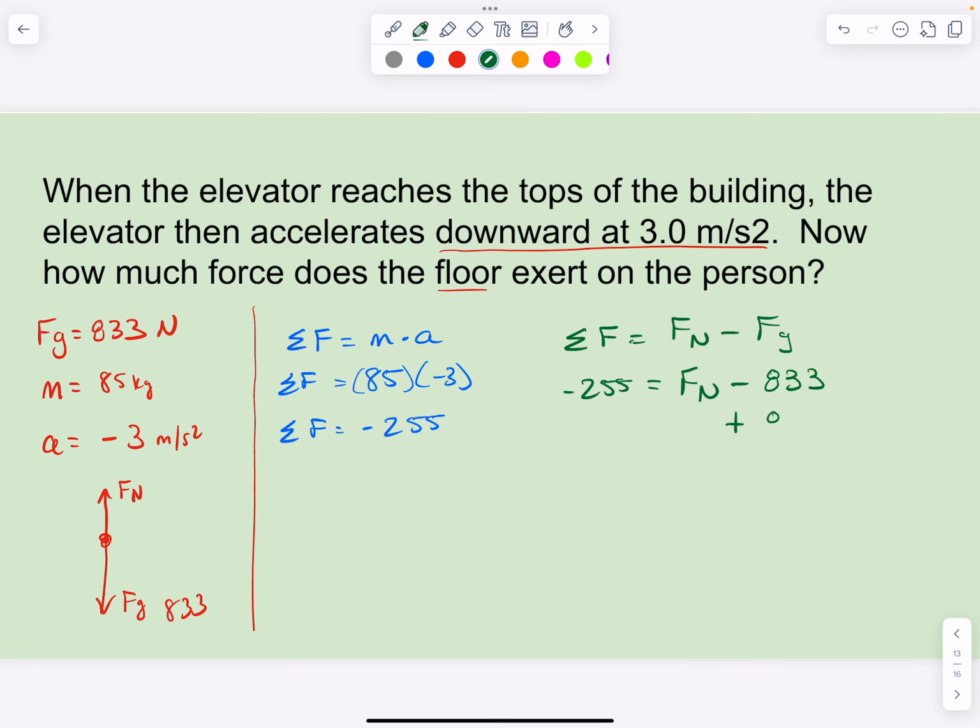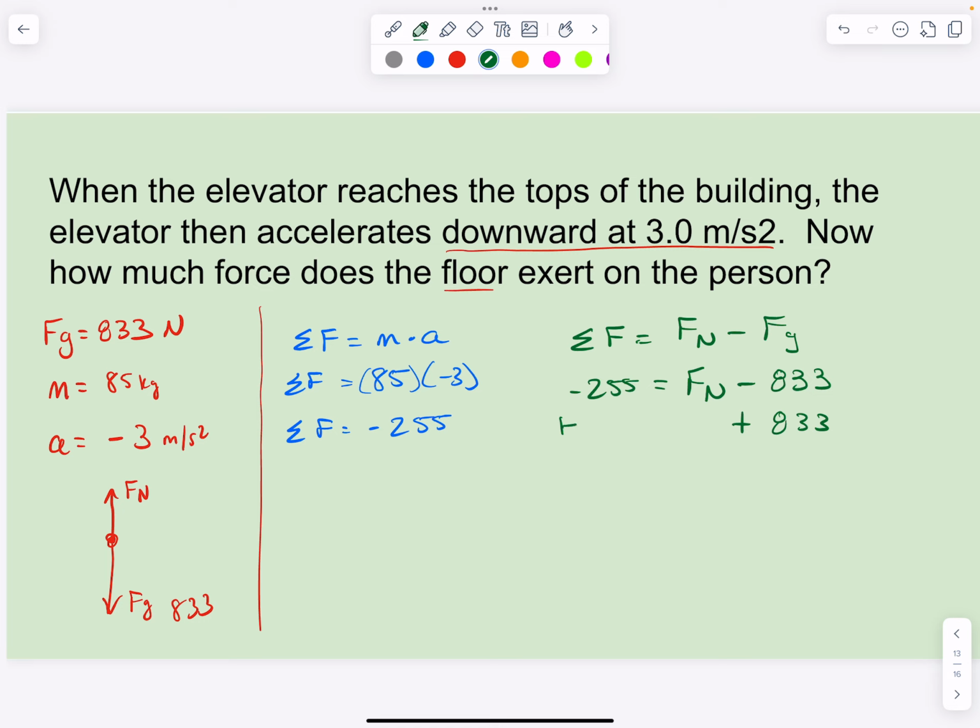So to solve for Fn, I'm going to add 833 to both sides. So I have 833 minus 255. And that's going to give me a sum of 578 newtons of force for our normal force on the floor.